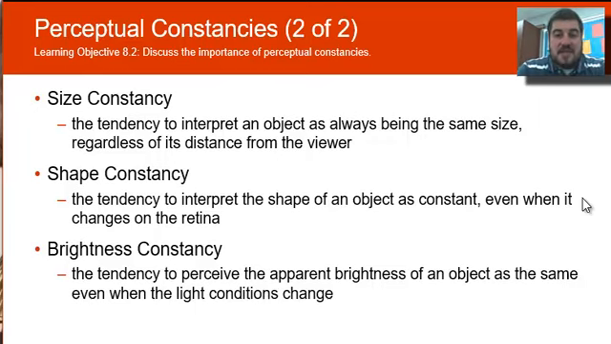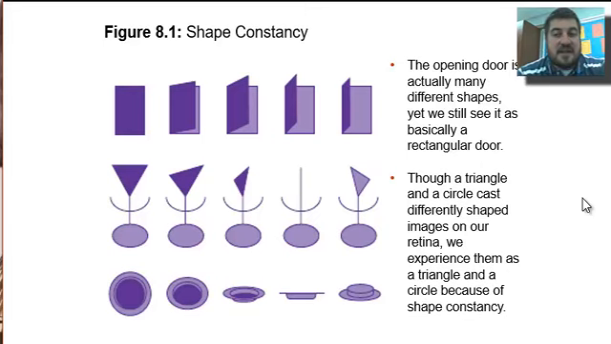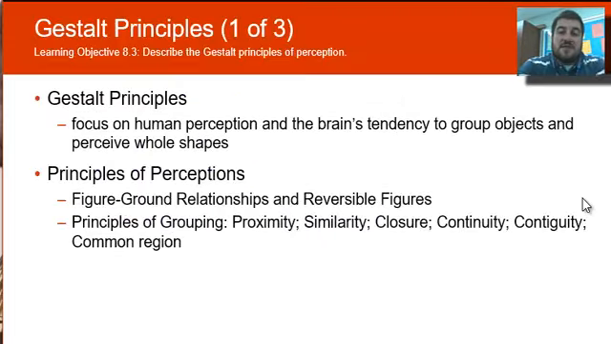The shape also remains the same. I guess this is a better example for shape, holding it up like this, that way, the shape is still the same. And brightness constancy means that we perceive the brightness of an object the same even as light conditions change. So here is an example of shape constancies. I just kind of told you that before, though. We can rotate objects and we still know that they have the same shape, even though they may appear to be different.